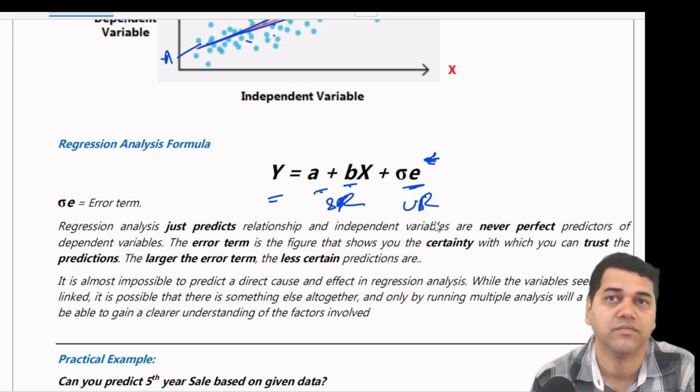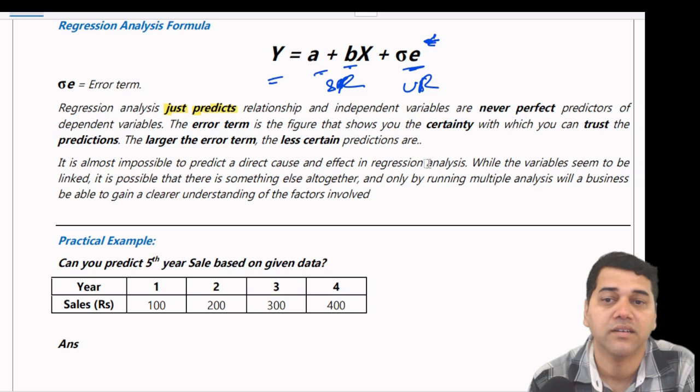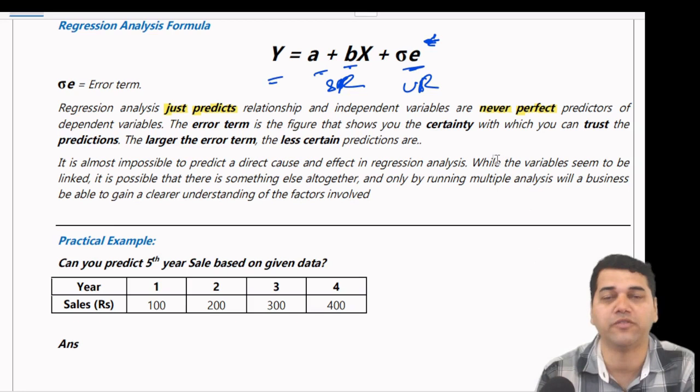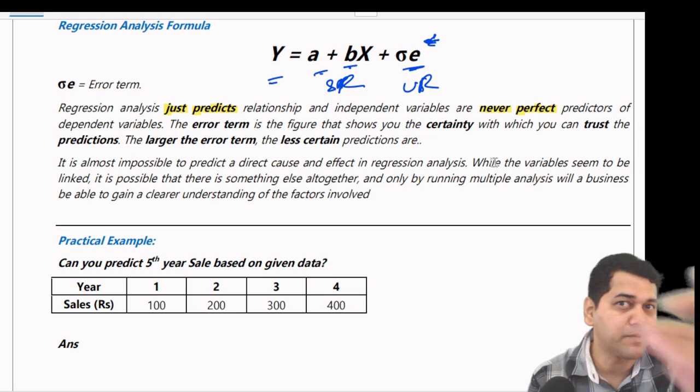Okay, they said, sir, add one more element called unsystematic. Now, this is called an error term. Regression analysis is just going to predict the dependent variable, but it is never perfect. If you have spent so many hours, so many number of preparations, can you predict how much may be the mark? You can just predict, but is it perfect? No. That is why you have to consider something called an error term.